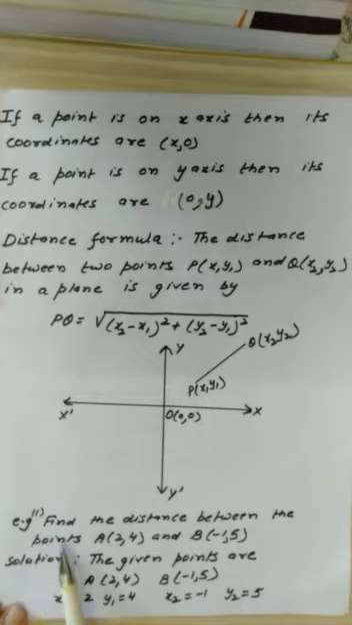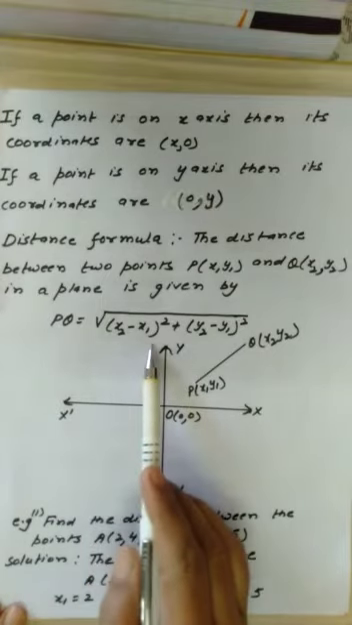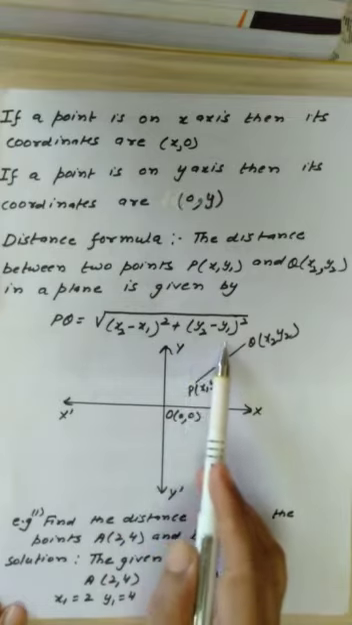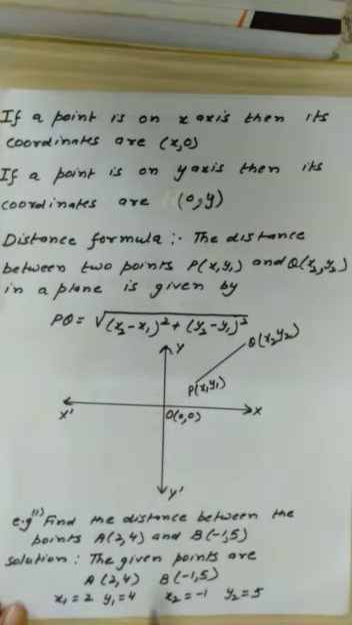Now, the example 1 we are discussing is: find the distance between the points A whose coordinates are 2, 4 and B whose coordinates are -1, 5. How do we find the distance between any two points in the coordinate system? It is always calculated with the help of the distance formula, which is square root of (x2 minus x1) whole square plus (y2 minus y1) whole square. So what are the given points? A is 2 comma 4 and B is minus 1 comma 5.